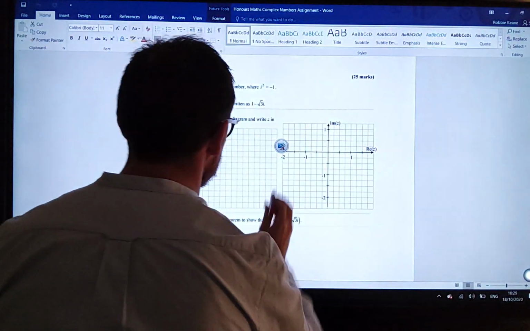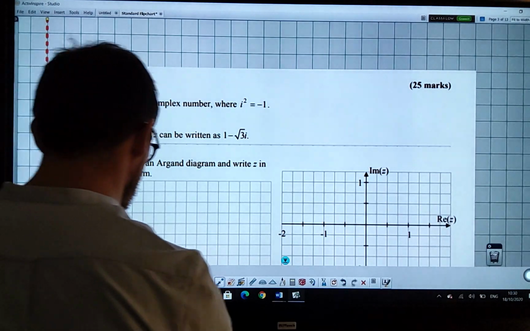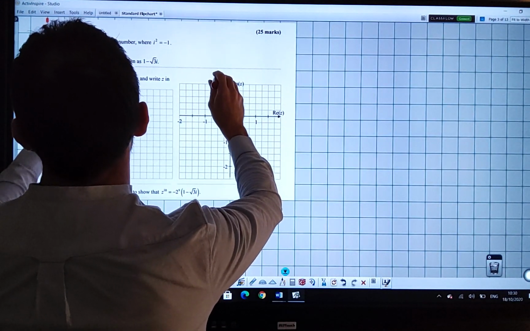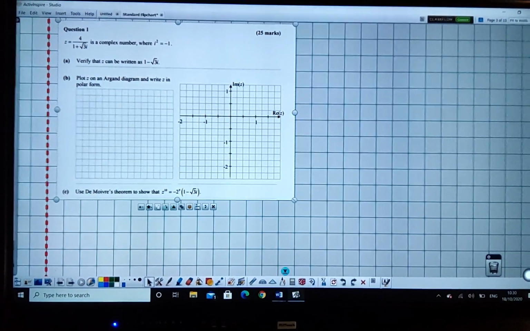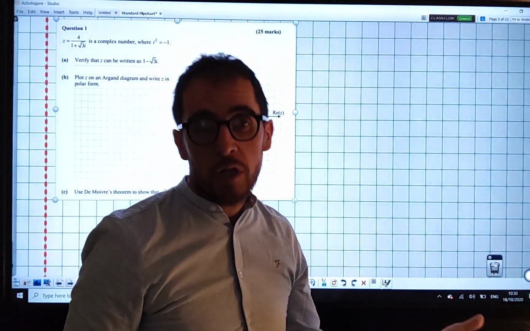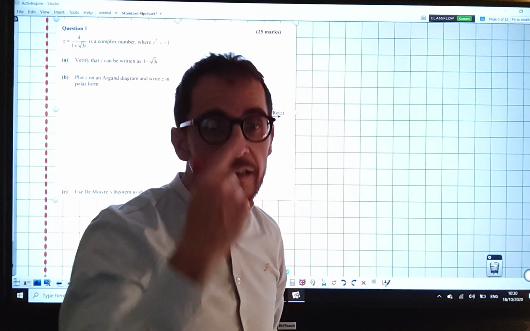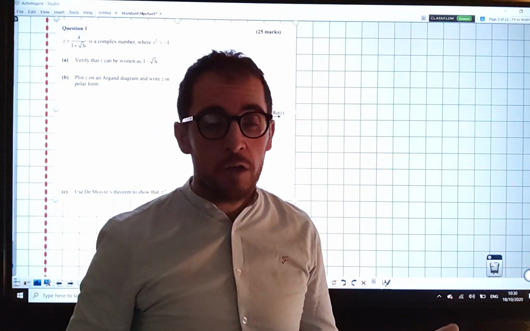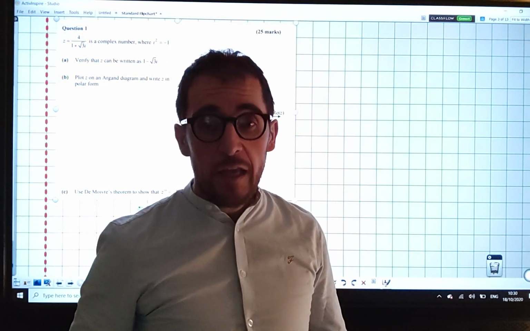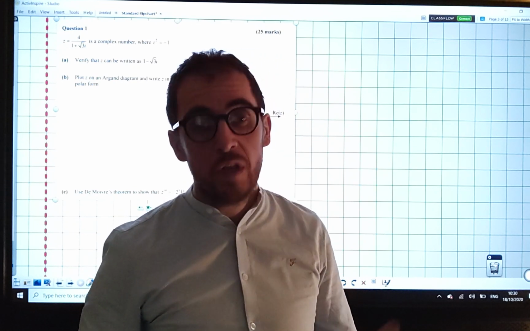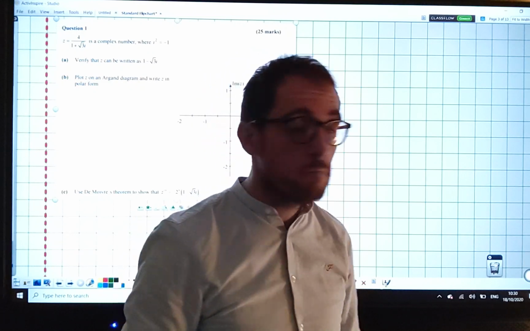So again, a fairly straightforward question. The hard part here might be the demover part. So it says 4 all over 1 plus root 3i is a complex number. So to verify that it can be written as 1 minus root 3i, we multiply above and below the line by the complex conjugate. That's because you're multiplying the bottom of the line, or denominator, by its conjugate, which means you're using the difference of 2 squares formula. So that will mean you'll end up with a rational number.